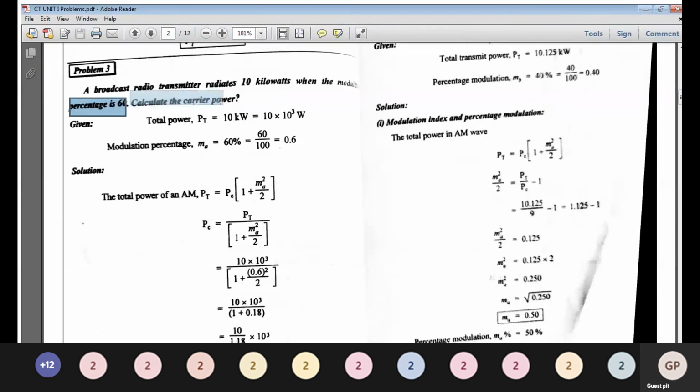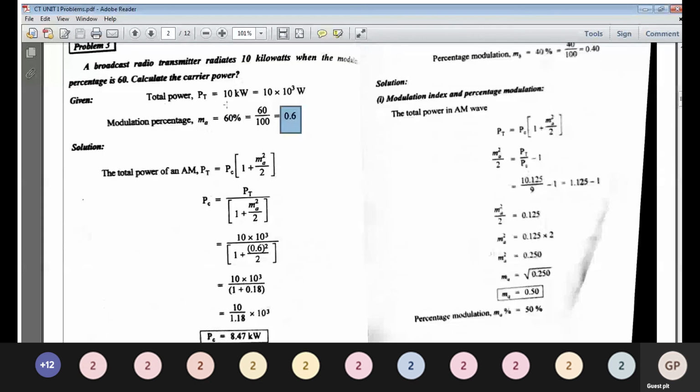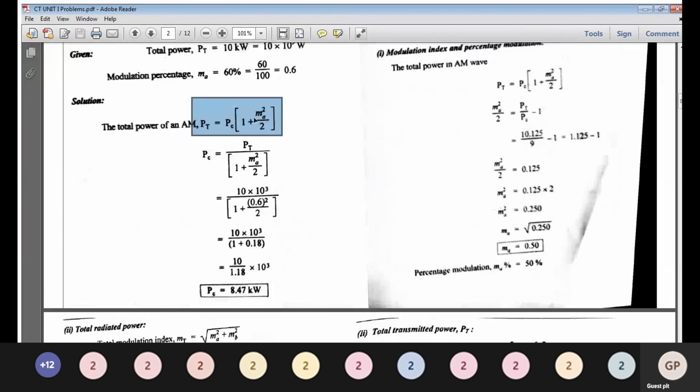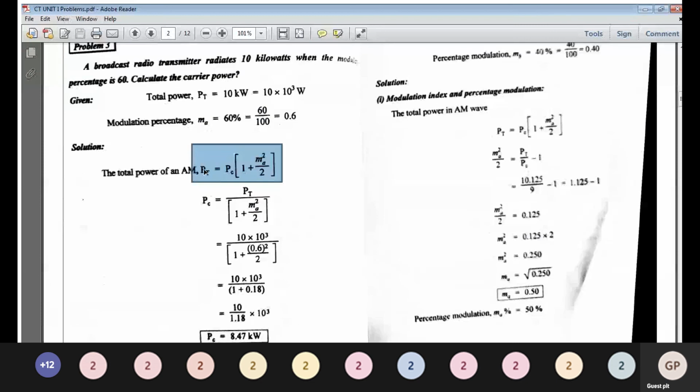Now we have to calculate the carrier power. So the total power is equal to 10 kilowatts, which means 10 into 10 power 3 watts. The modulation percentage is 60%, so the modulation index is 60 divided by 100, that is equal to 0.6. So now we have to calculate the carrier power PC. Just to see again the same formula, which relates the three terms. Here the PT is provided, MA is provided. We have to calculate this PC.